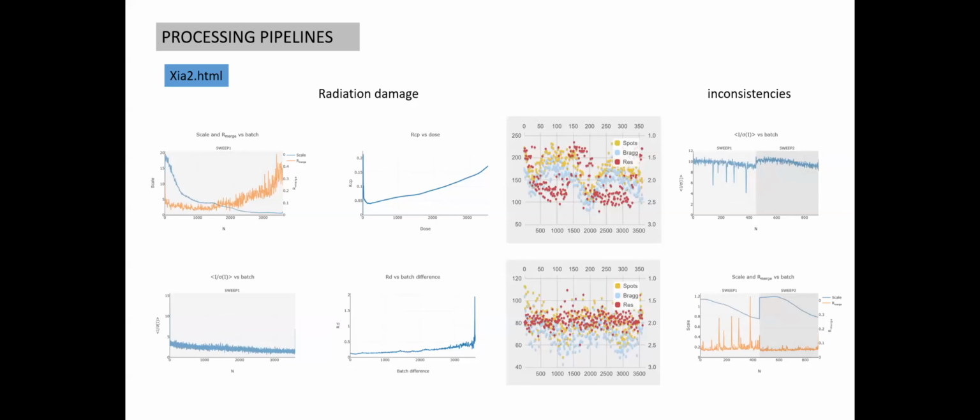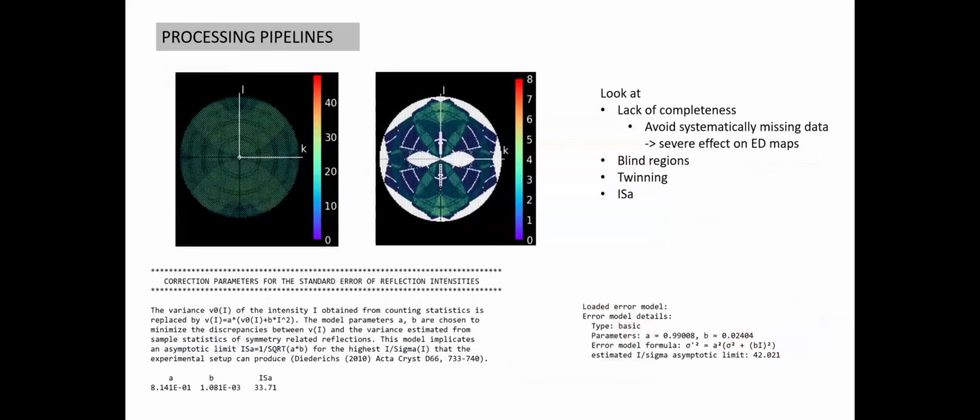Or are there other inconsistencies? For example, some frames show an issue with the I over sigma, or you ask why the scale factor decays so much. These are the sorts of things to look at. Again, Richard mentioned the reciprocal image viewing plots. So look at the completeness of the data. What is really important is to avoid systematically missing data, because that has a much more severe effect on the quality of the electron density maps than randomly omitted data.